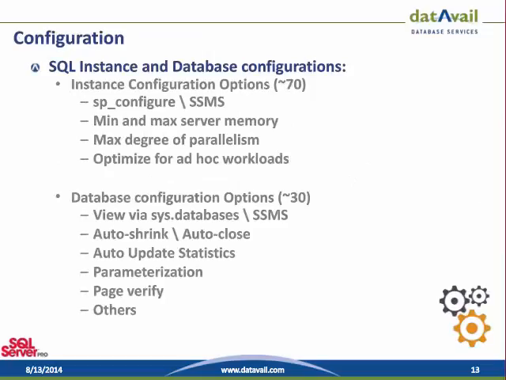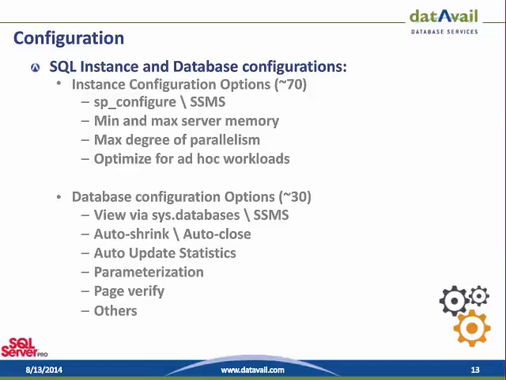So we'll move into the configuration category. Under this category, we're looking at all the options to configure the instance and databases. There's about 70 instance level options and about 30 database configuration options, so there's no shortage of things to consider here. Let's look at a few instance and database options.